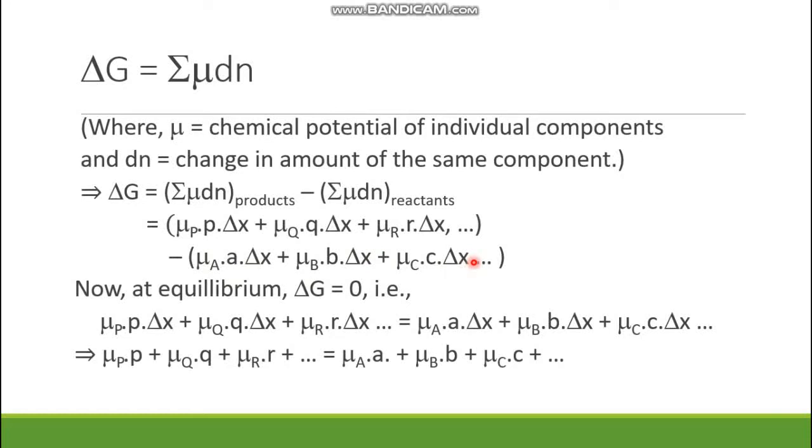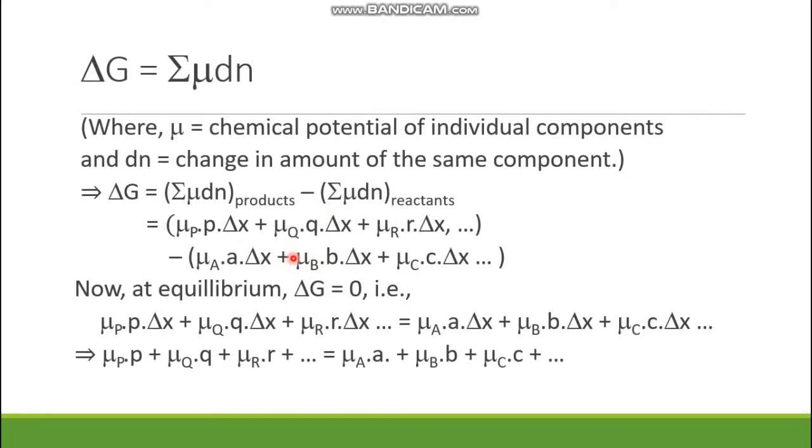Now at equilibrium, what is the condition of equilibrium? As we have seen in the last slide, the condition of equilibrium is delta G equals 0. Yes, there are some conditions: the temperature and pressure should be kept constant. You have to keep in mind that the temperature and pressure are constant, though you are not writing them here. So delta G at constant temperature and pressure is 0. Let's keep the temperature and pressure of the system constant. That means the reaction is taking place isothermally and isobarically.